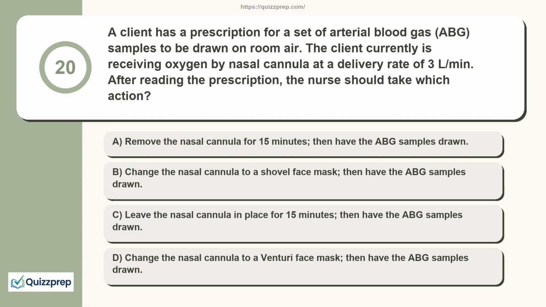Question 20. A client has a prescription for a set of arterial blood gas (ABG) samples to be drawn on room air. The client currently is receiving oxygen by nasal cannula at a delivery rate of 3 L/min. After reading the prescription, the nurse should take which action? Remove the nasal cannula for 15 minutes, then have the ABG samples drawn. Change the nasal cannula to a shovel face mask, then have the ABG samples drawn. Leave the nasal cannula in place for 15 minutes, then have the ABG samples drawn. Change the nasal cannula to a Venturi face mask, then have the ABG samples drawn.